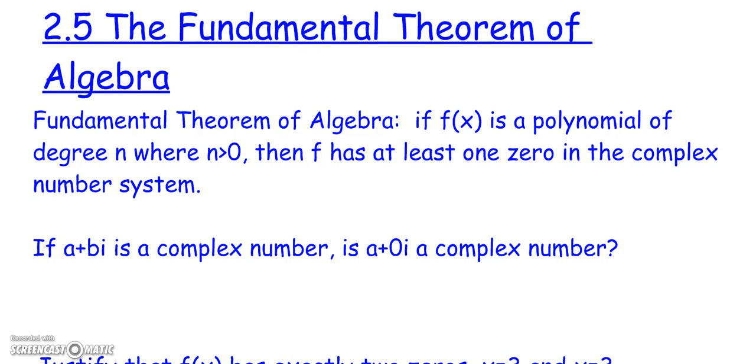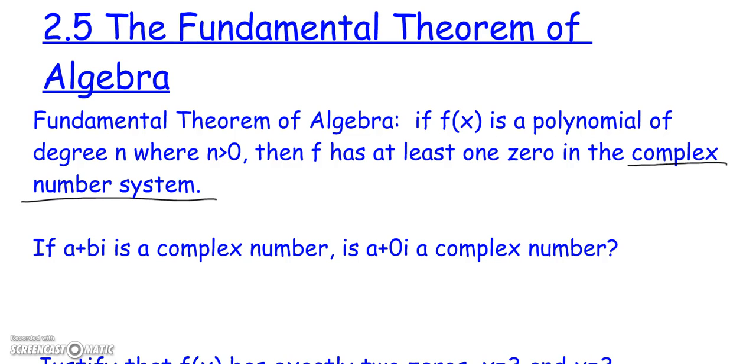What it's really saying is that if you have a polynomial raised to a degree greater than 0, then you're going to have at least one 0, and another word for 0 is kind of like a solution. And the key part to that is the fundamental theorem of algebra applies to the complex number system.